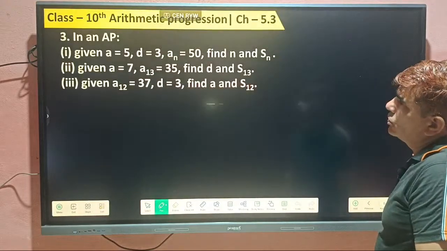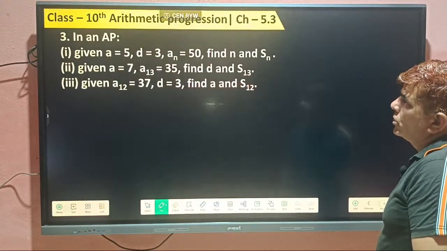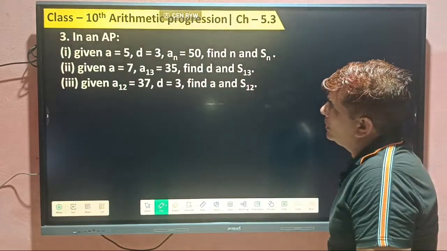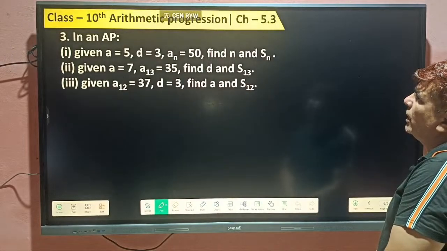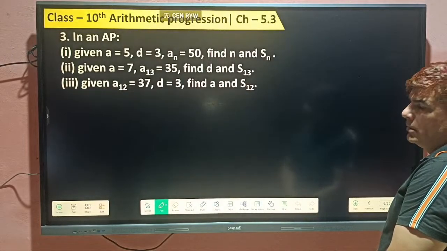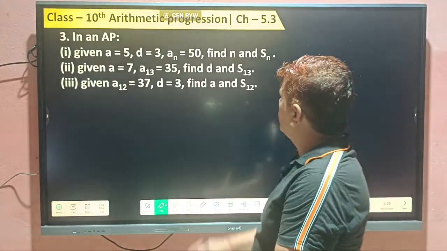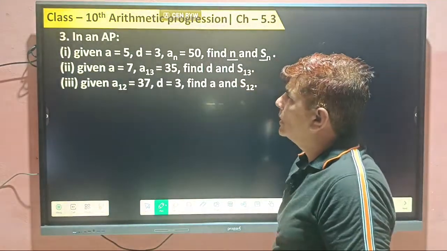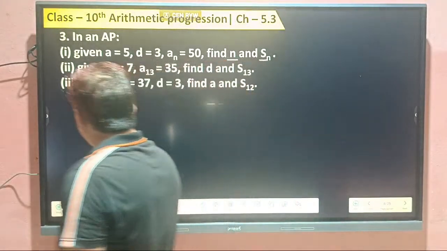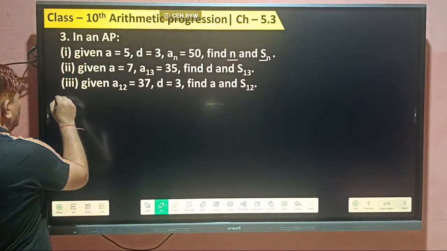So now next question. Question number 3. What's given in an AP? A equal to this, D equal to this, AN equal to 50. Find N and SN. So in this question you have to find out N and SN. A is given, D is given. So we can find out the third question.